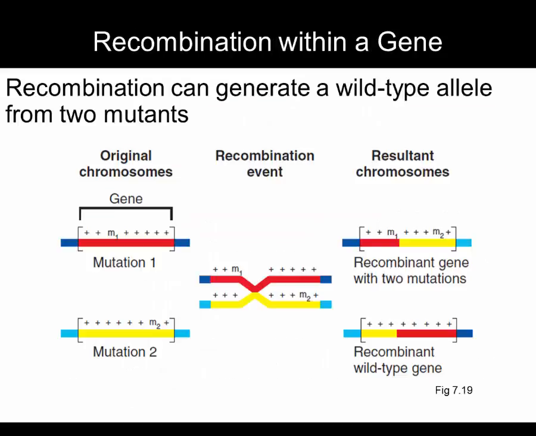While complementation can help us see if mutations are in the same gene or different ones, recombination can tell us where mutations are located within a gene. Let's say we have two mutants with mutations in the same gene. We'll call them M1 and M2 again. When we cross them, the offspring will have one of each mutant allele and still show the mutant phenotype. But as long as M1 and M2 are in different positions, there will sometimes be a recombination event between the two mutations, leading to some gametes with a wild-type gene and some with two mutations.